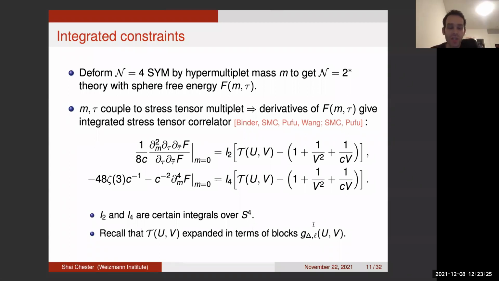So these are the integrated constraints. And the important thing to note about this is that the left-hand side depends on the value of tau. So this is how we're going to input tau. And also notice that we have 2 integrated constraints, and we want to fix 2 things, which is tau and tau bar.